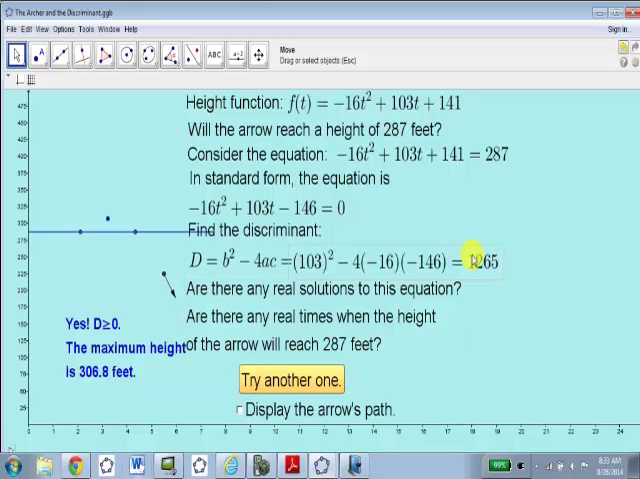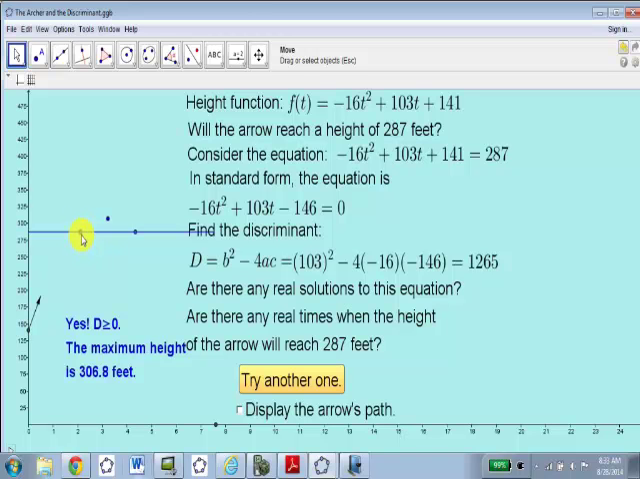1,265 is the value of the discriminant. Here the question's a little bit different. The initial height of the arrow, let's let it finish its flight here and start right there. The initial height of the arrow is 141 feet, but look at the initial upward velocity, not just 83 feet per second, but 103 feet per second, so it's going faster when it leaves the bow there. And we're asking, will it reach a height of 287 feet? And evidently, when we set up the quadratic equation, we get a positive discriminant. So the answer is yes.